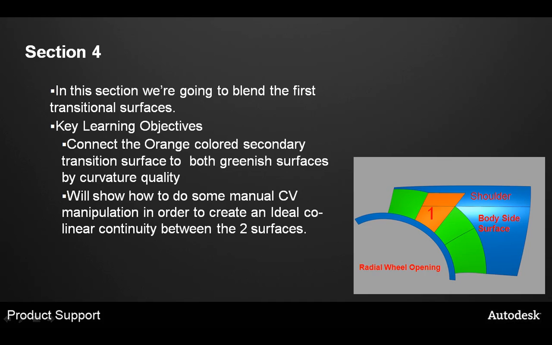Section 4. In this section, we're going to blend the first transitional surfaces to the secondary ones. Key learning objectives: we'll connect the orange colored secondary transitional surfaces to the greenish ones that we created. We'll also show you how to do some CV manipulation in order to create an ideal collinear continuity between the two surfaces.